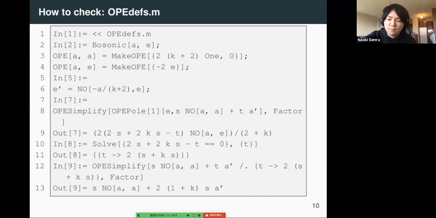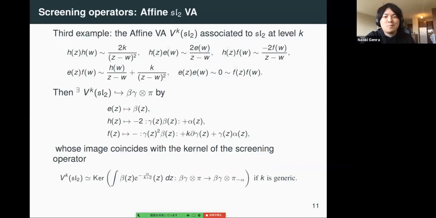Okay, this is how to check this statement, and it's very easy if you can use this OPEdefs package. So now we go to the third example, and this is just affine sl2. The universal affine vertex algebra associated to sl2 at level k is generated by H, E, and F, satisfying the standard OPE relations. And Wakimoto proved that this is embedded in the beta-gamma system tensor Heisenberg.